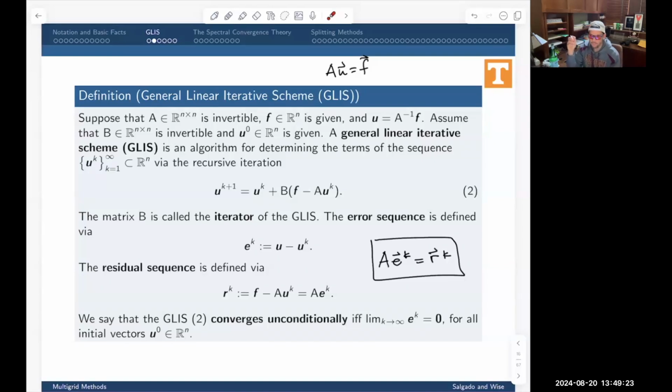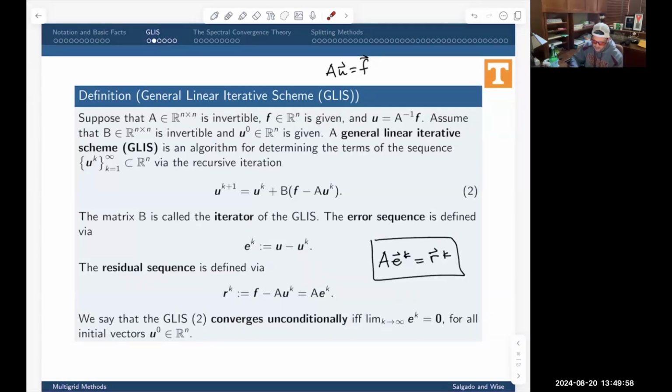I also like to say the following. The error is defined in the way that nature intended, I believe, and that is the true minus the approximation. Some people will have you believe that it's the approximation minus the true. Ultimately, it doesn't matter because you're going to take a norm or absolute value of these things. You're only interested in the absolute error. In any case, this is how we define the error and the residual.